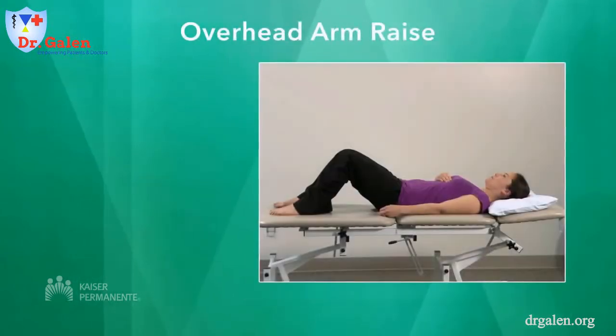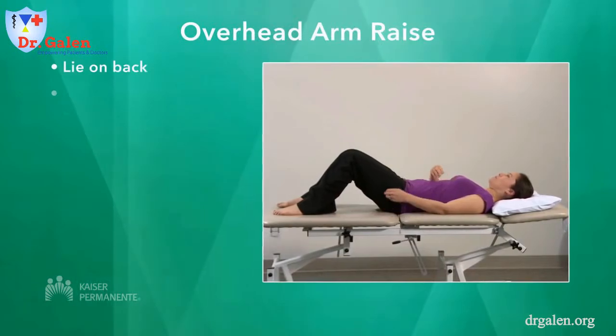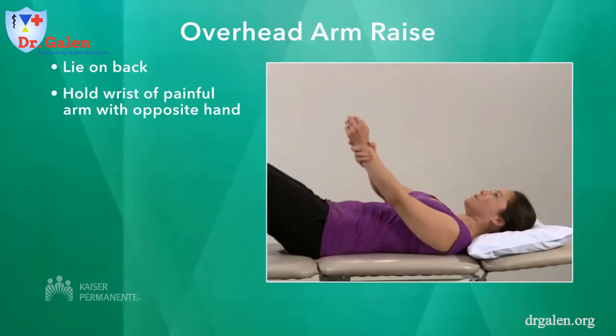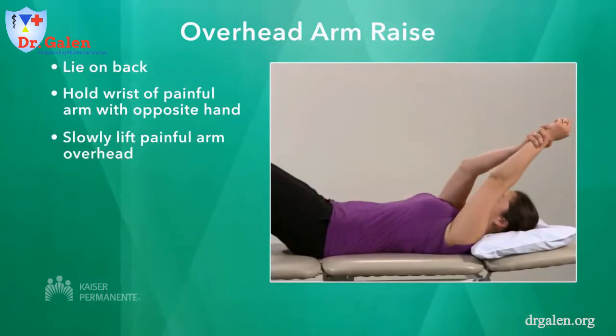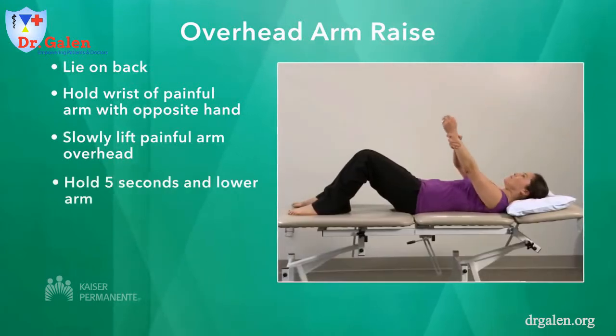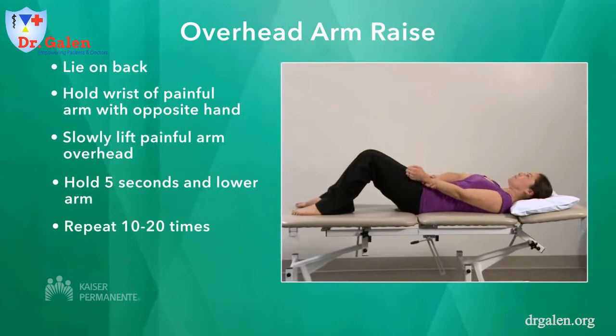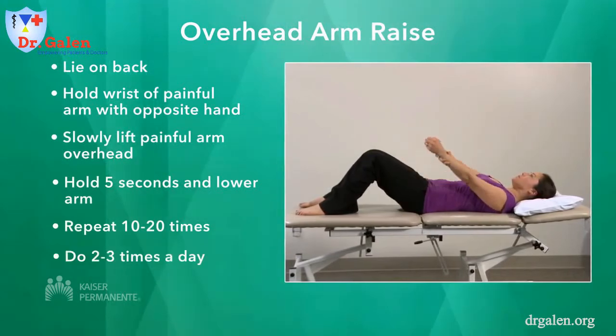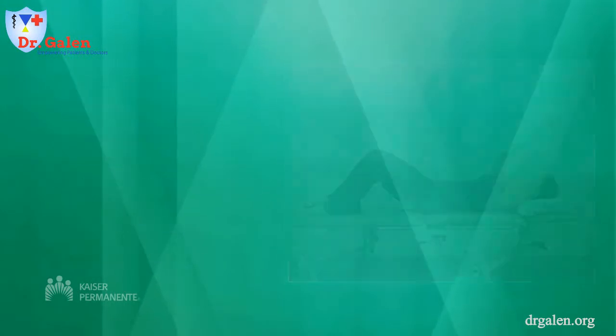To do an overhead arm raise, lie on your back. Take hold of the wrist of the arm that hurts with your other hand. Slowly lift the arm overhead. Hold for 5 seconds, then lower your arm. Repeat 10 to 20 times. Do this 2 or 3 times a day.